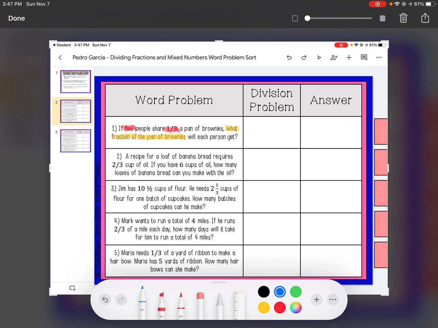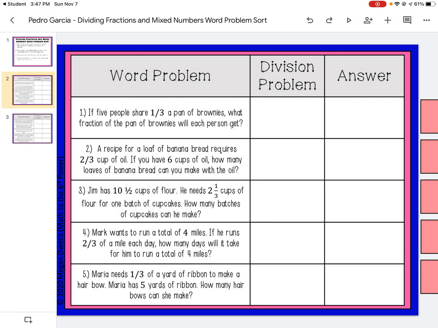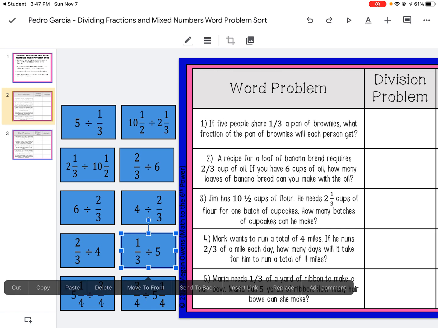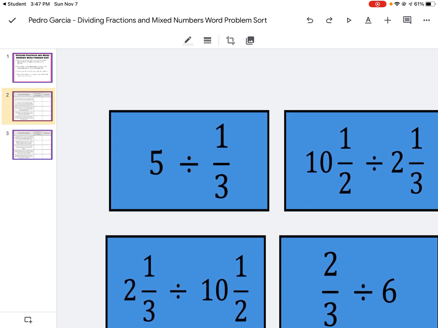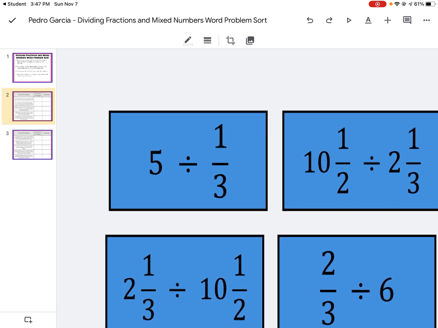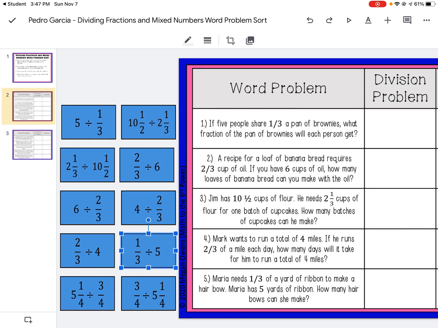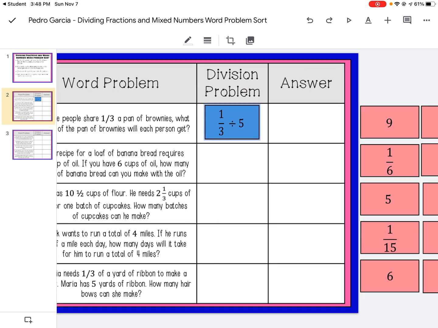Okay, so it should look like 1/3 divided by 5. Now I'm going to go look on the blue tiles and see if there is a blue tile that looks like 1/3 divided by 5. There is one. I see it right here. Something important to note, they do have the 5 divided by 1/3 one. So don't think just because it has a tile here that you did it correctly, right? You have to make sure you're still doing it the right way. You can't check your answer with the tiles. Okay, so I'm going to move it to the division problem spot.